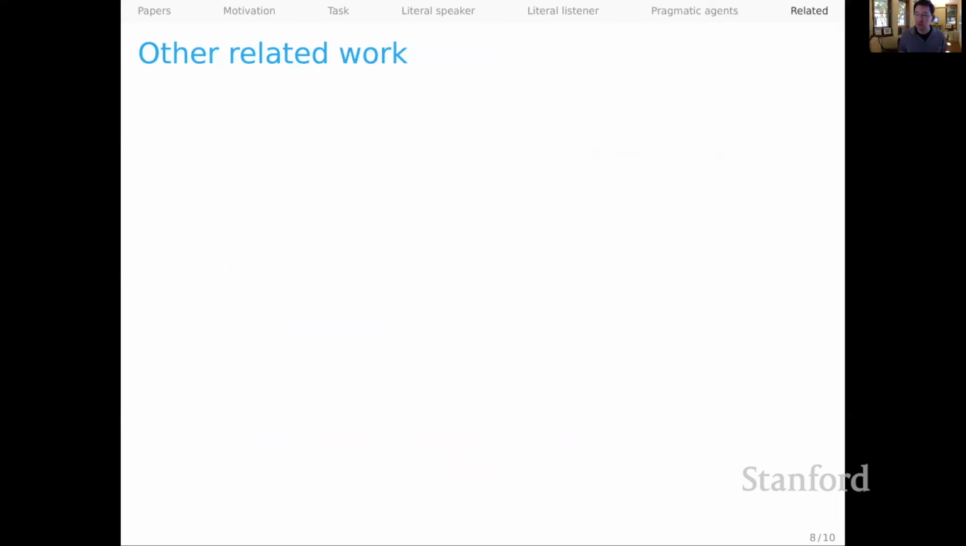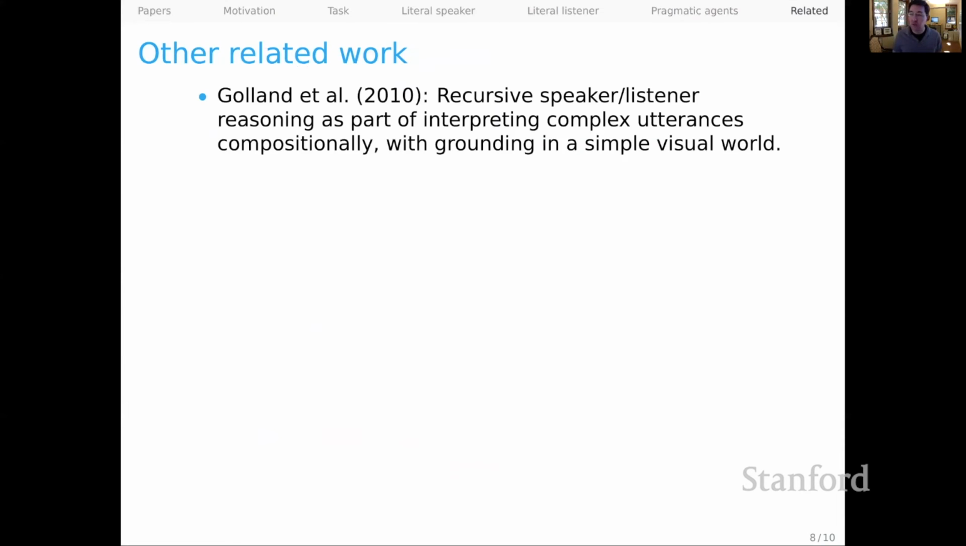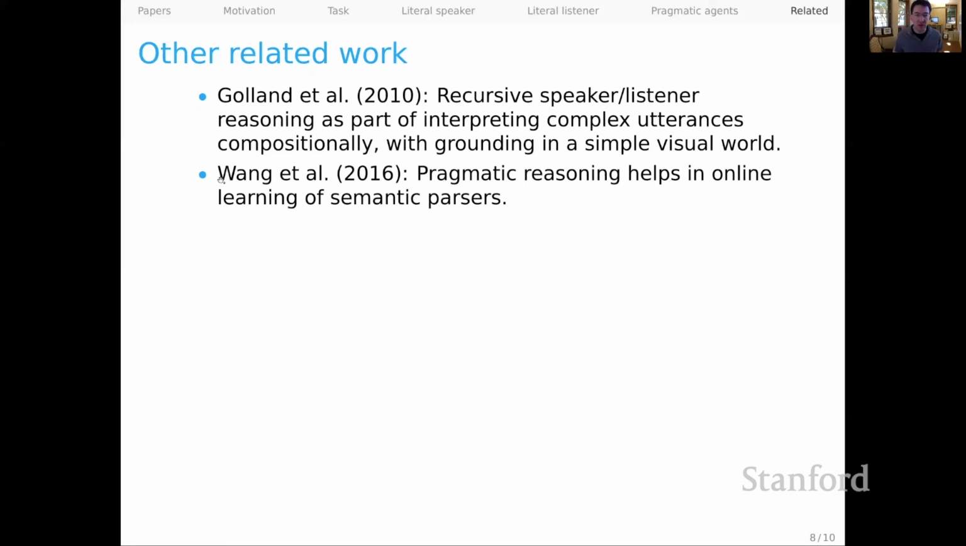And let me just close up by mentioning a few other related strands of work that you might think about bringing in. And what I just showed you is the most basic form of this, but many extensions have been explored. So Golland et al. 2010 is a really early paper in the history of these ideas that is quite forward-thinking. They explore recursive speaker-listener reasoning as part of interpreting complex utterances compositionally with grounding in a simple visual world. And I love the connection with semantic composition. This Wang et al. 2016 paper does even more of that. Pragmatic reasoning helps in online learning of semantic parsers.